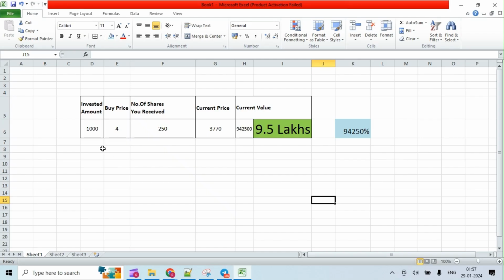So let me do a simple calculation for this stock, right? My invested amount is 1,000 rupees and the buy price is 4 rupees, right? So I would have received 250 shares. And what is the current value? The current value is 3,770. If you calculate the profit, it comes to almost 9.5 lakhs, right? You have invested 1,000 rupees in this stock and the current value is 9.5 lakhs.